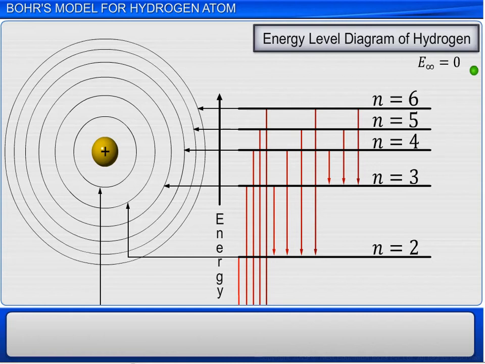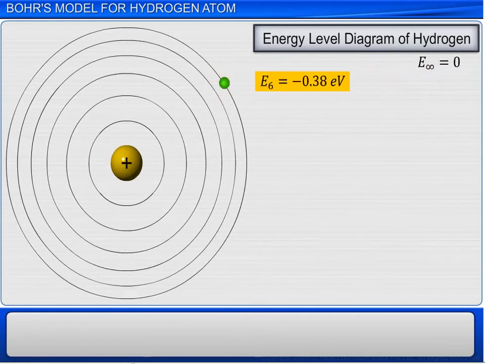An electron emits energy as it approaches the nucleus, and hence its energy decreases with decrease in distance between it and the nucleus. This principle accounts for the negative sign of energies of electrons in various orbits.